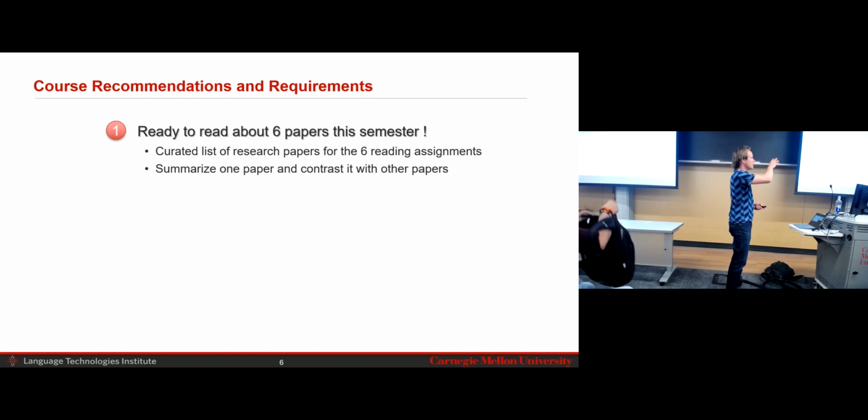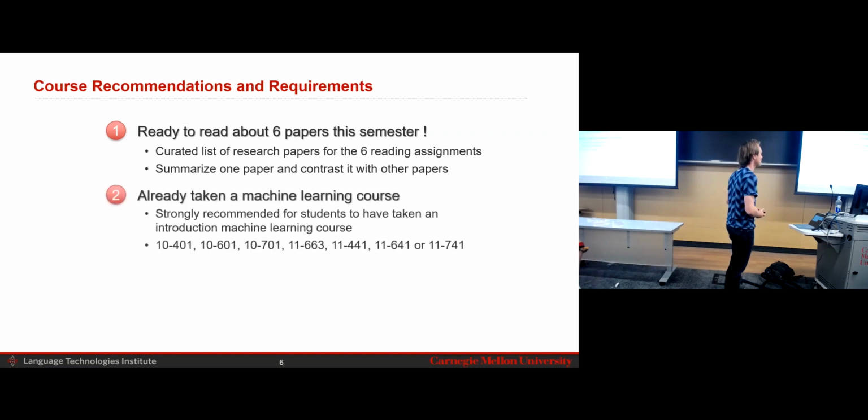And for your course project, you will have a literature review. So in fact, it's more than 6, sorry. It's 6 plus your literature review. You should have already taken a machine learning course. If it is at CMU, this is great, but there are a lot of great courses on machine learning outside. And as I mentioned last lecture, you should have some knowledge of deep learning.